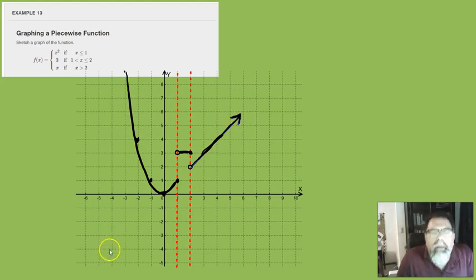Okay, so that'll be the piecewise defined function. It looks just like that, the graph of it. Okay, and then that brings us to the end of the section.